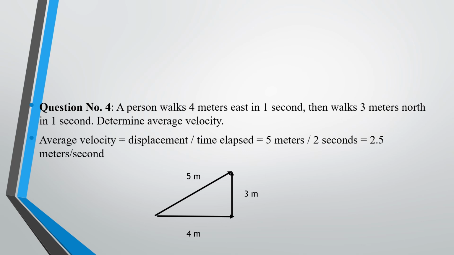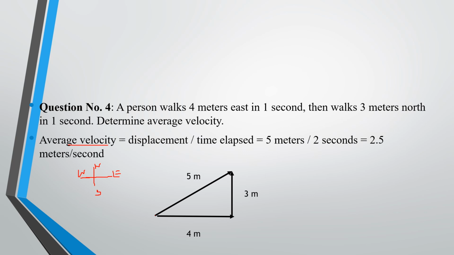Now, how are we finding average velocity? A person walks 4 meters east in 1 second. So just consider this is east direction, this is north, this is south, and this is west. So you have to consider the direction of this person walking, right?